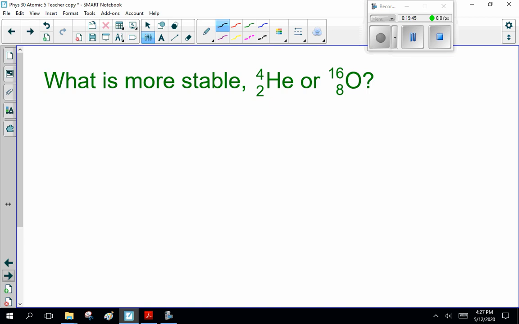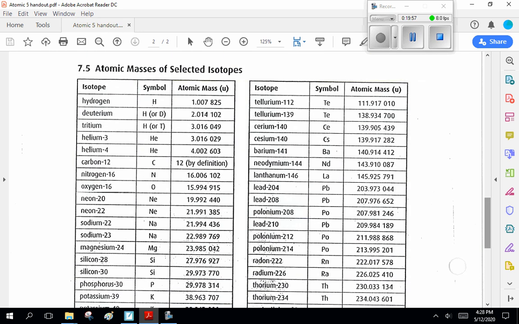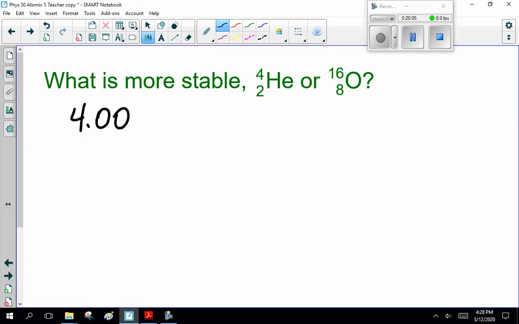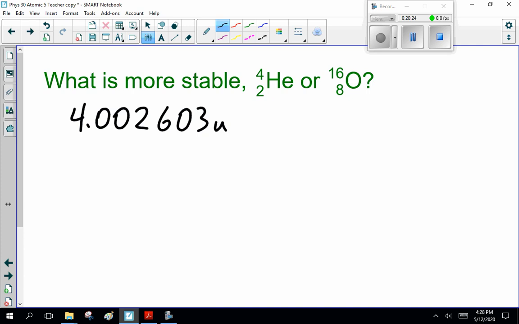So here we're going, what is the mass? So what's the missing mass? Now where are we going to get the mass for 4-2 helium? Ooh, almost like I planned it. 4-2 helium, standard helium 4, is 4.002603. And oxygen 16 is 15.994915. Okay, so here we have to figure out the missing atomic mass.